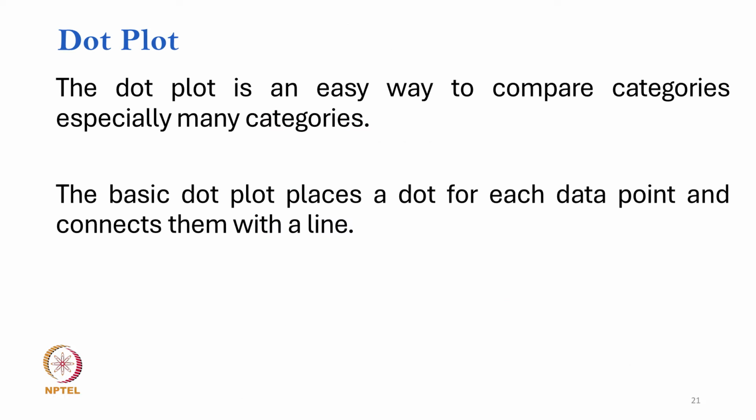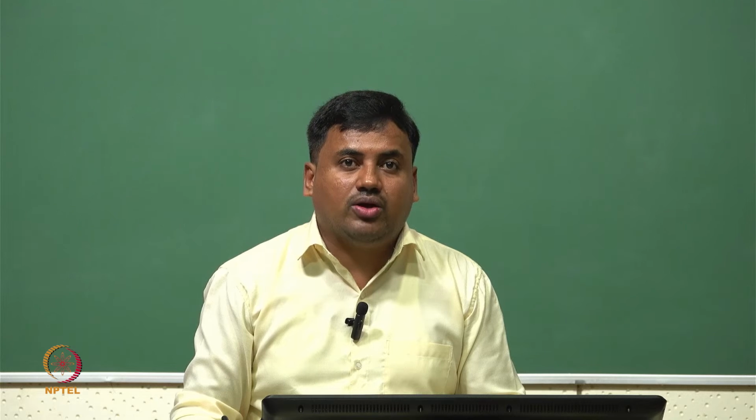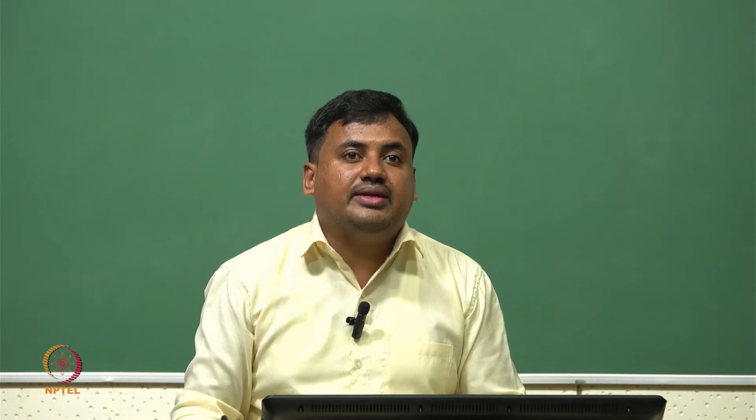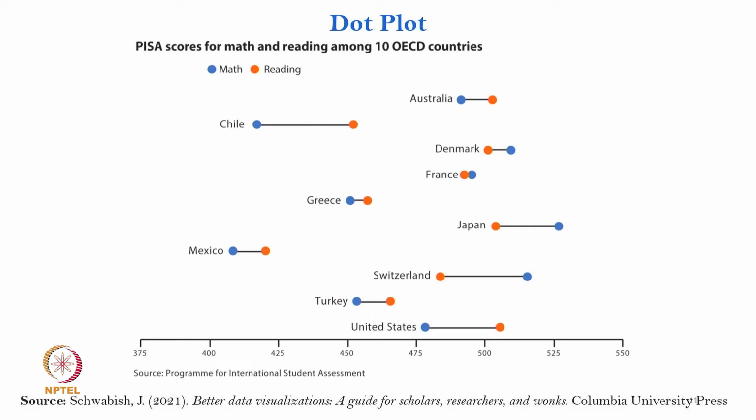Another one is a dot plot. The dot plot is an easy way to compare categories, especially when there are many categories. The dot plot places a dot for each data point and connects them with a line. Like the example from the Program for International Student Assessment, we can see how maths and reading scores have been connected with dots for the different countries.